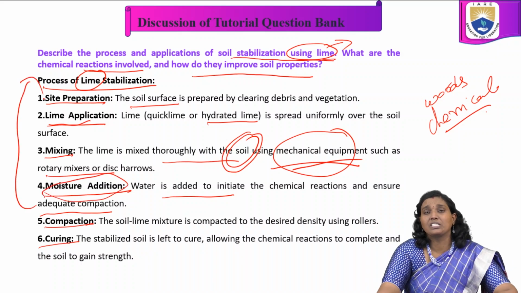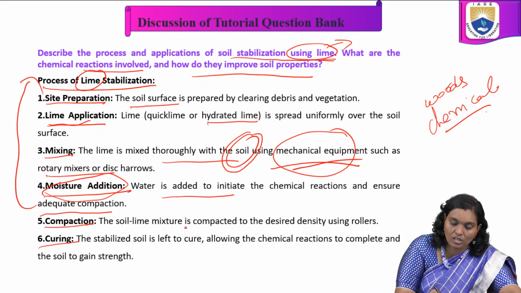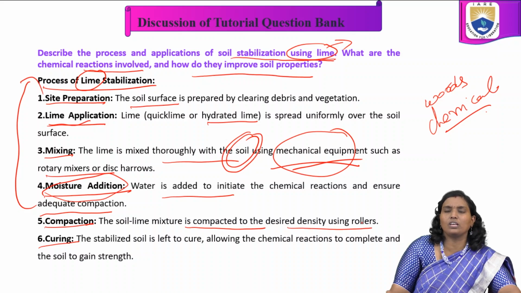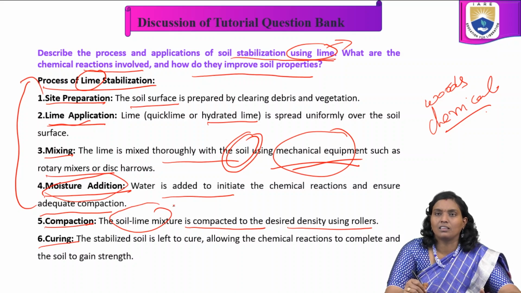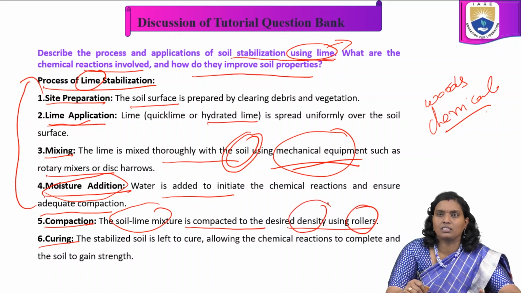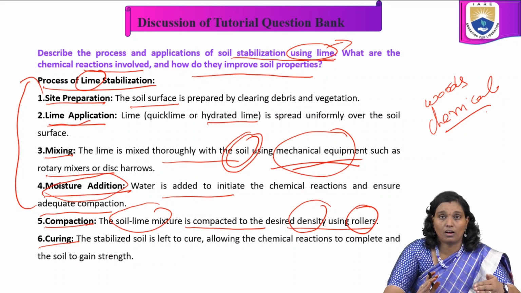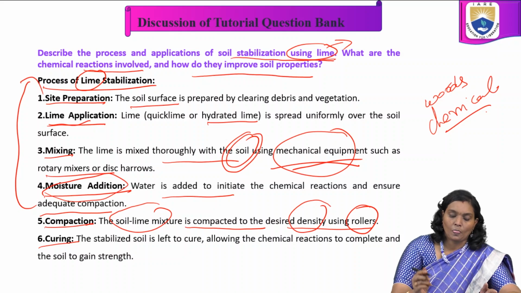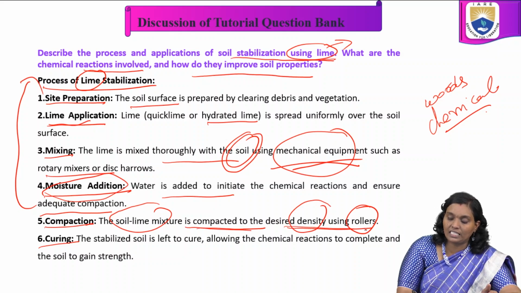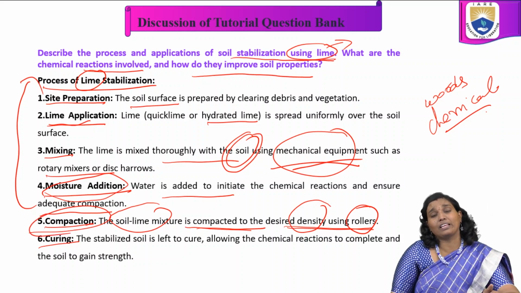Moisture addition is required here as a process of lime stabilization. In compaction, the soil-lime mixture is compacted to the desired density using rollers. It may be different for different types of chemicals. So we have to write the relevant terminology for whatever chemical stabilization it is. For this lime, the soil mixture is compacted to the desired density using rollers. Here compaction is the property. In some other chemical it may be different.